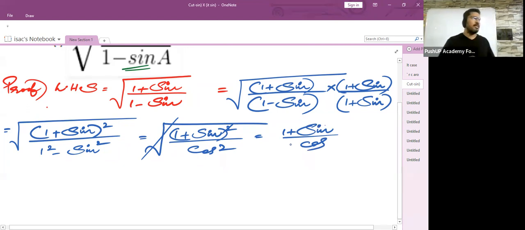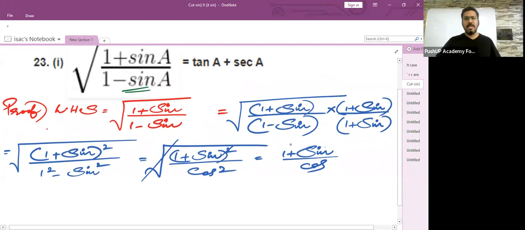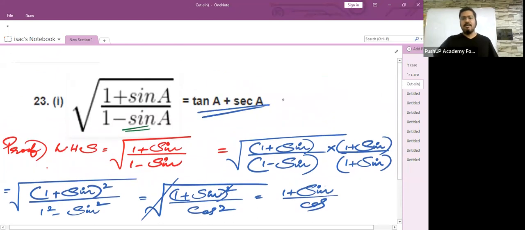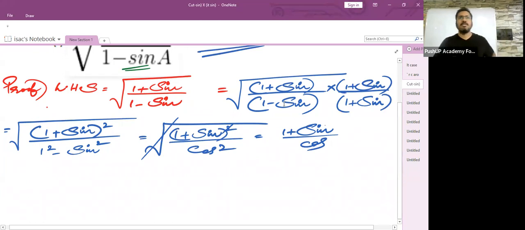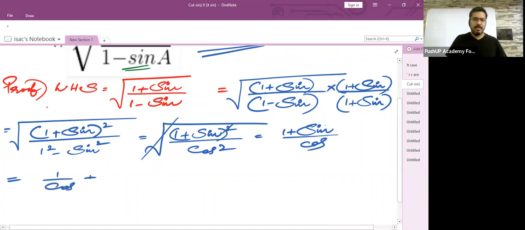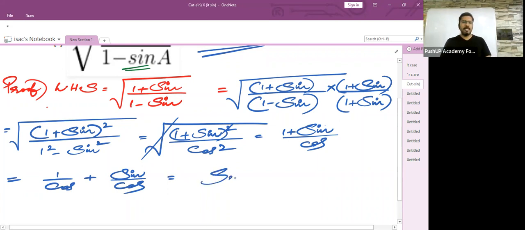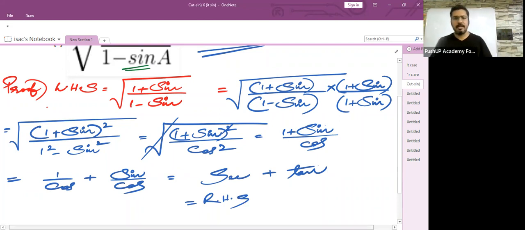This is not the end result, children. We need something else: tan plus sec. As of now, we have got 1 plus sine upon cos. Yes, Monish, you only suggest. Individually divide the terms of the numerator with the denominator. So you can do like this: 1 by cos plus sine upon cos. This is equal to, what is 1 upon cos? Sec. Sine upon cos, tan. And this is the required RHS.